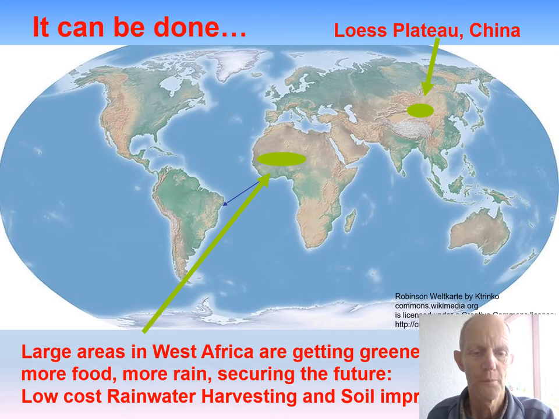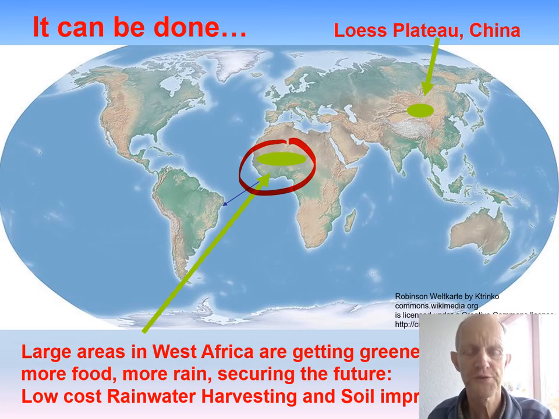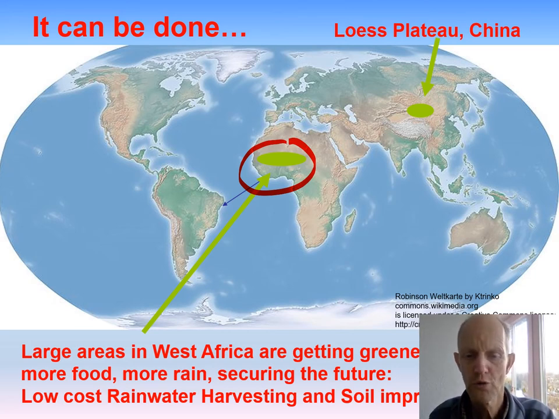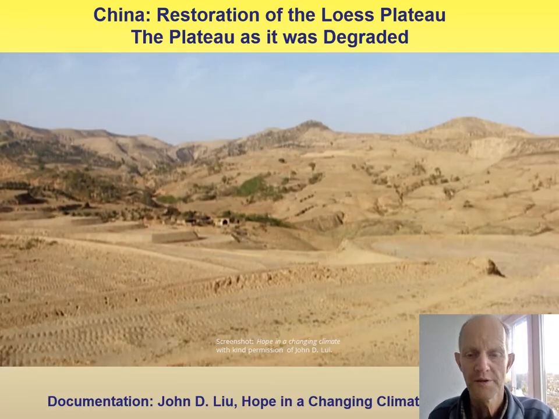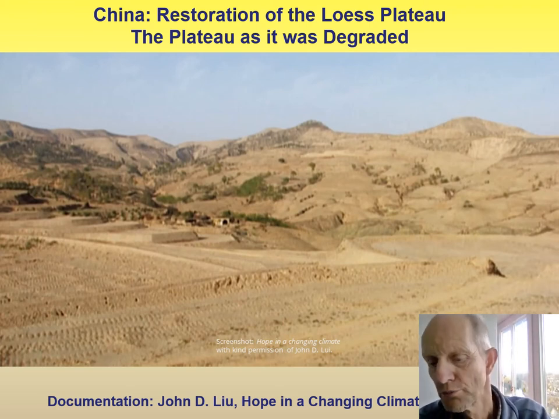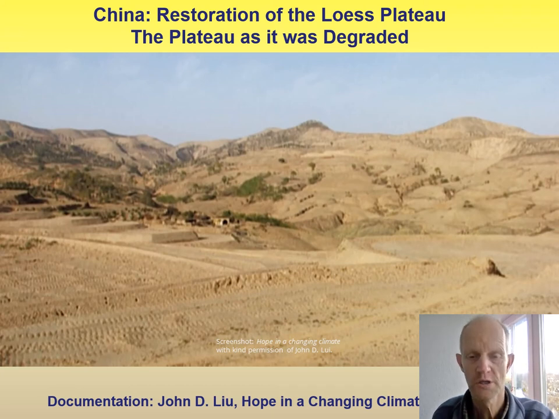All right, so I'll show you some examples. Some of the reasons for the improvements in sub-Saharan Africa I've shown you, Mr. Sawadogo and Tony Rinaudo. But there are also other examples, and one of the big examples is the Loess Plateau in China. It used to look like that, completely degraded, and there was not very much going on there anymore.